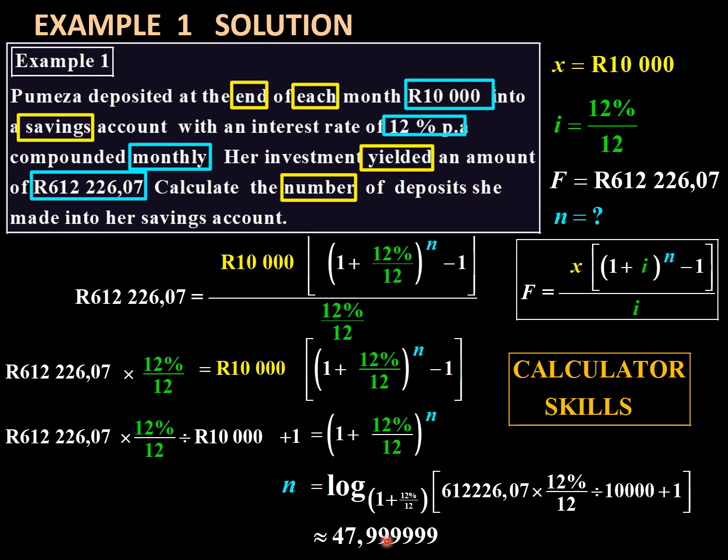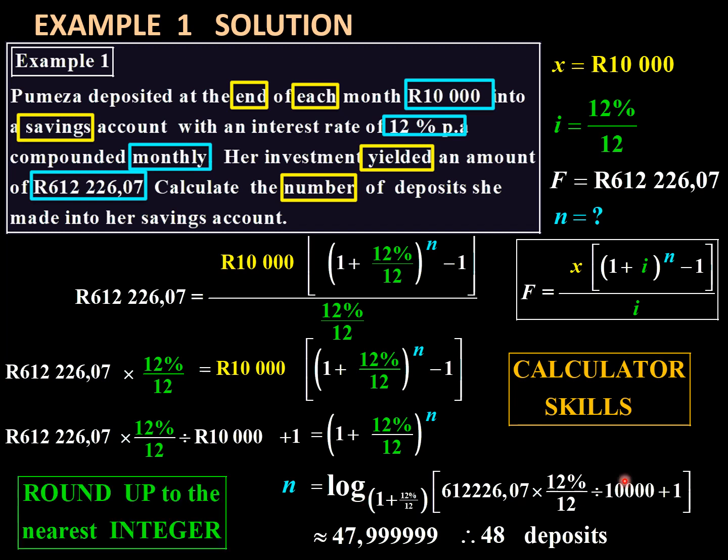Now here, we can't have 47.999 payments. We have to round it up, so that will be 48 payments, right? It's more than 47, so it is 48 payments or 48 deposits that we need to make. Now I suggest with this, write down the answer, but just recalculate it to make sure that you have calculated it correctly, right? There's quite a lot there. And there we have 48 deposits, not 47.99, it must be a whole number of deposits.